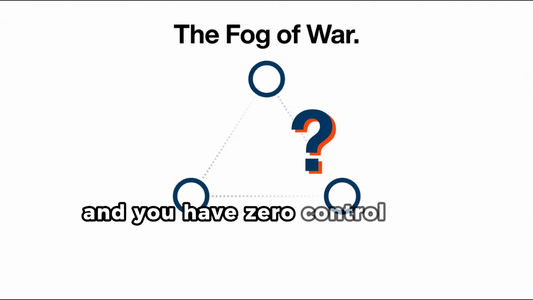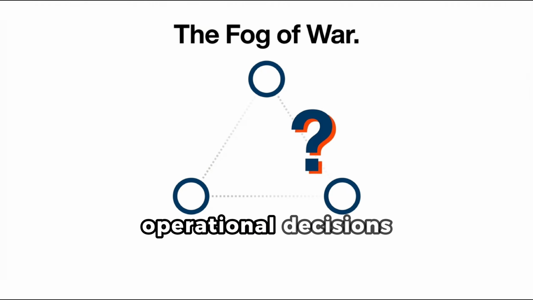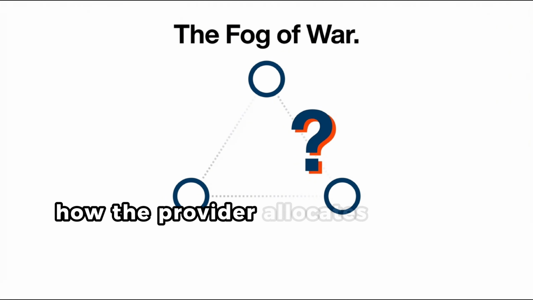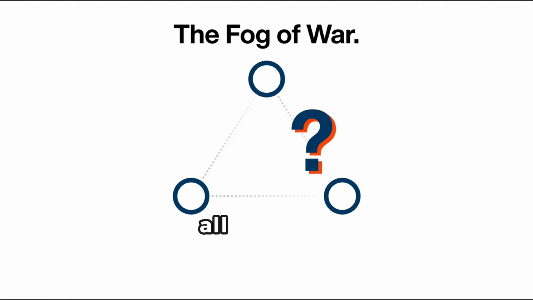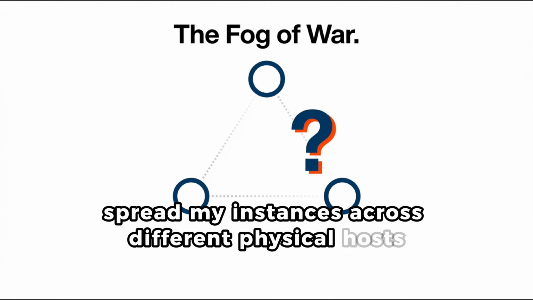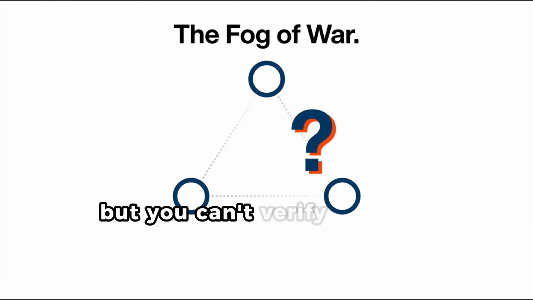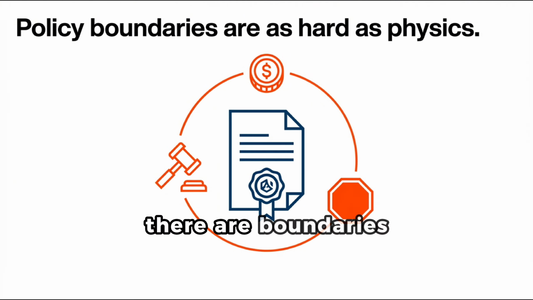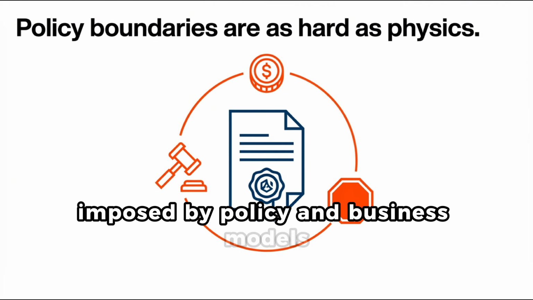And you have zero control over provider operational decisions. When maintenance happens, what hardware your VMs migrate to during that maintenance, how the provider allocates physical resources, all invisible. You might request spread my instances across different physical hosts for redundancy, but you can't verify it actually happened. Beyond technical constraints, there are boundaries imposed by policy and business models.